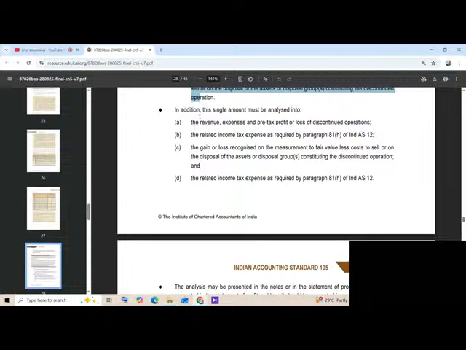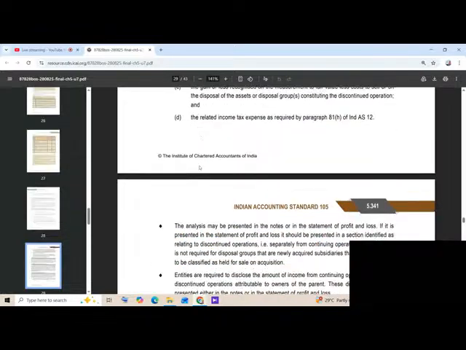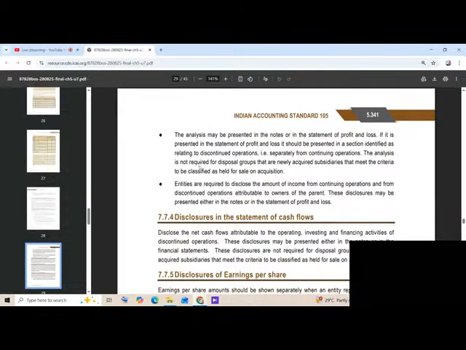In addition, this single amount must be analyzed into the revenue, expense, and pre-tax profit or loss of discontinued operations, the related income tax expense as required under Ind AS 12, the gain or loss recognized on the measurement to fair value less cost to sell or on the disposal of the assets or disposal group constituting the discontinued operation, and the related income tax expense as required. The analysis may be presented in the notes or in the statement of P&L.